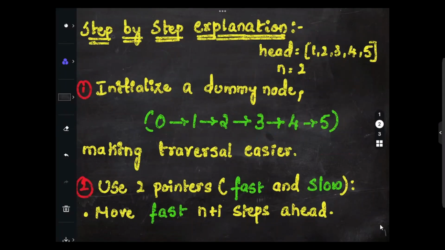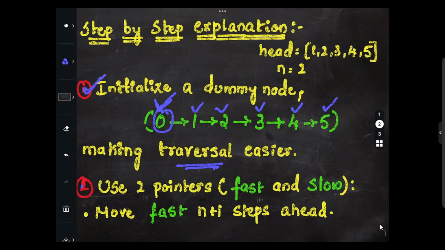First thing here is we will initialize the dummy node. This 0 is the dummy node, and 1, 2, 3, 4, 5 we already have in the list. So we will initialize the dummy node 0 here in this case. This will make the traversal easier, right? That is the reason we will be making use of the dummy node. You'll come to know further.